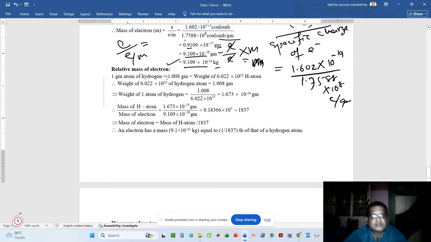Now, relative mass of electron. Remember an important point. Relative mass of electron means the mass of the electron is compared with the mass of hydrogen. Here I can say that 1 gram atom of hydrogen, that is the gram atomic mass of hydrogen, means what? We already know, 1.008 gram. This is the weight of 6.022 into 10 to the 23 hydrogen atoms.